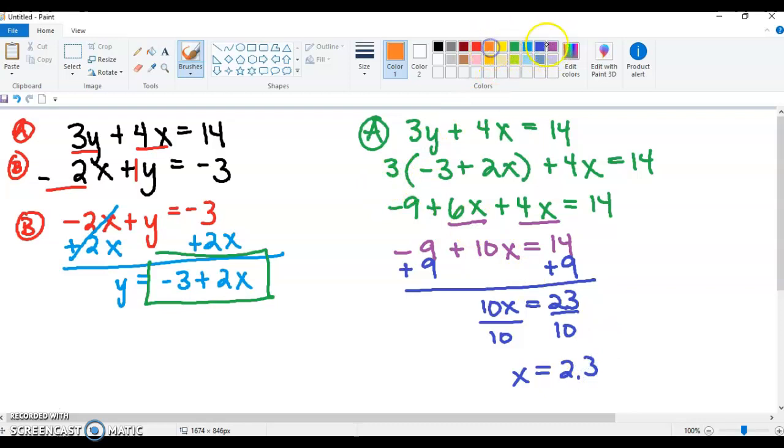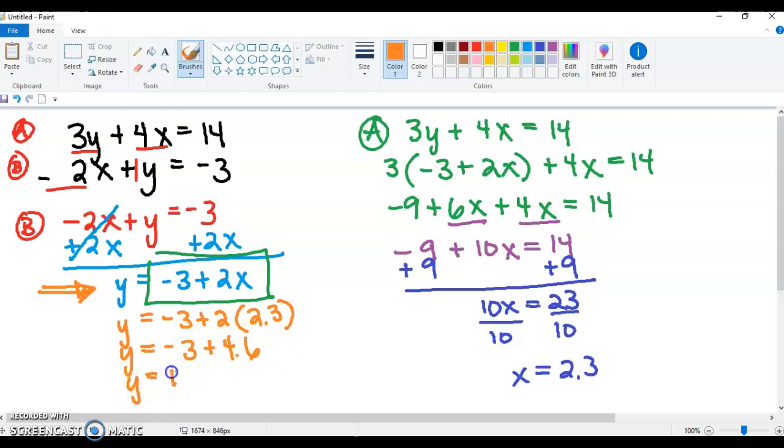Well, I know what x is. So now what we need to do is solve for y. So I've already got this equation right here. I've got y by itself. So I'm just going to go back to this one. It's the easiest way to do this. So y equals negative 3 plus 2 times 2.3. So y equals negative 3 plus 4.6.